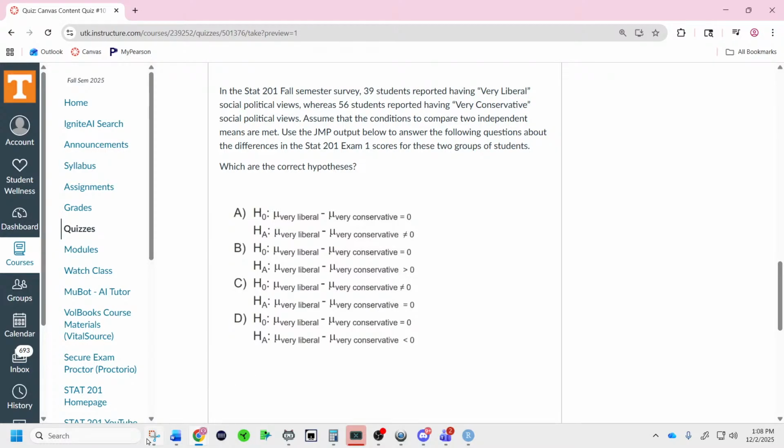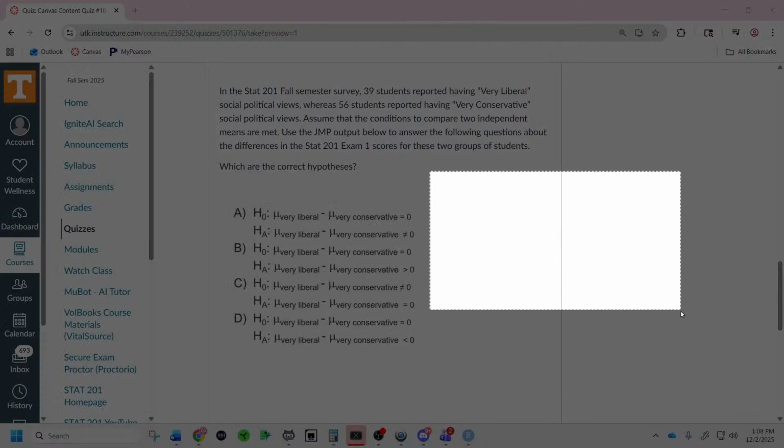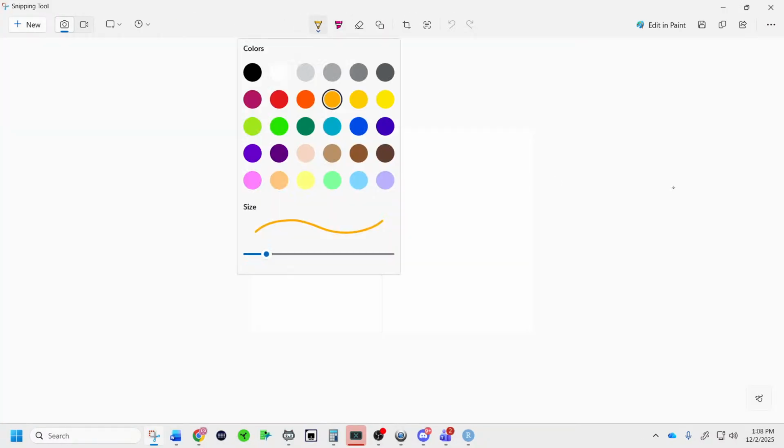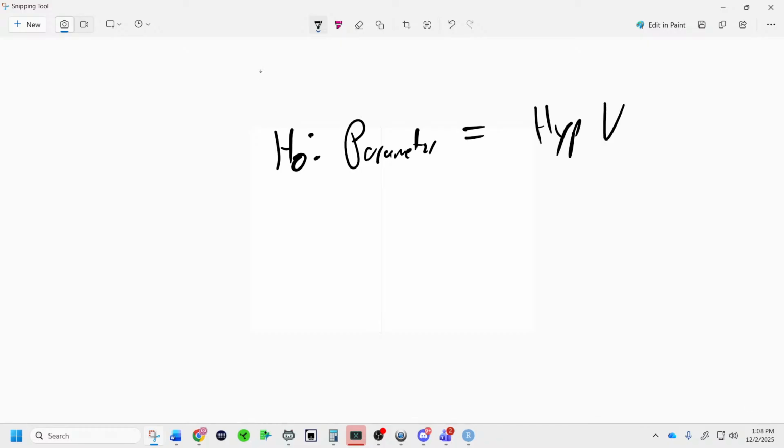And I do want to point this out. Whenever you're writing your null, the way you write the null is the following if you're using statistical notation. First off, you write H0. Then you write out the parameter you're testing. Then you put the equal sign, and then you put the hypothesized value. So in this test, we're testing the difference between two means, very liberal minus very conservative. Then we do the equal sign, and we're hypothesizing that is 0.